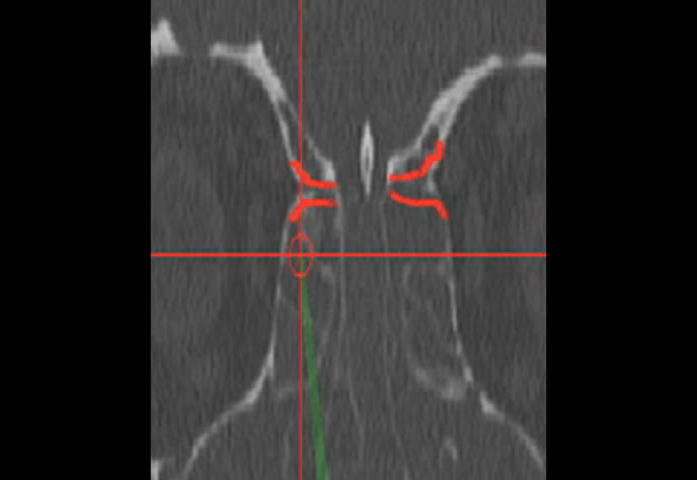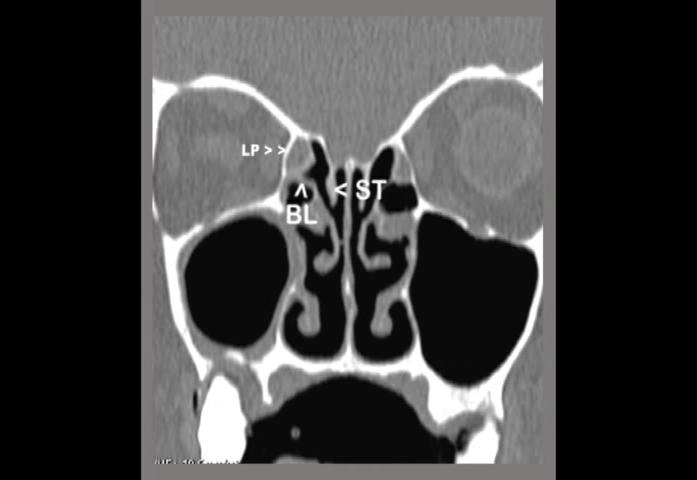You can see the medial rectus marked here. This is again a very important finding. You can see that the anterior ethmoidal artery is dehiscent here because there is a supraorbital pneumatization. So if there is a supraorbital pneumatization, the anterior ethmoidal artery is dehiscent. So we might injure it during surgery.